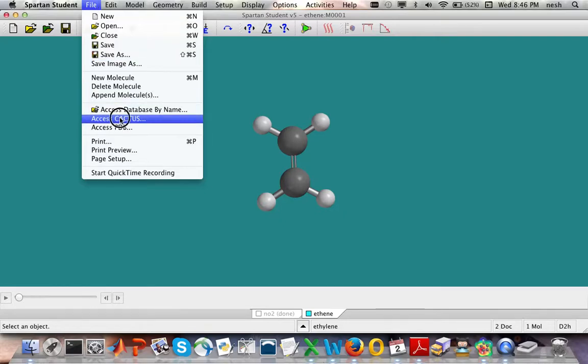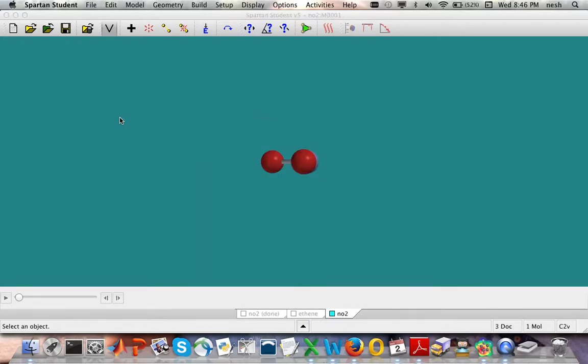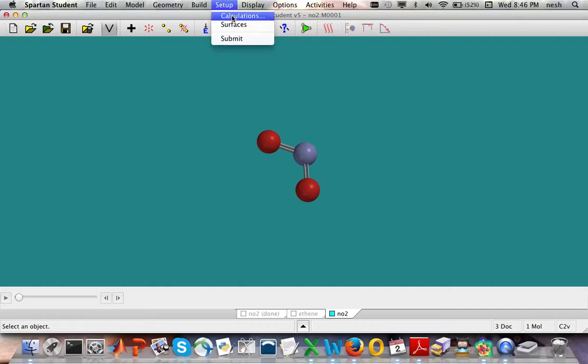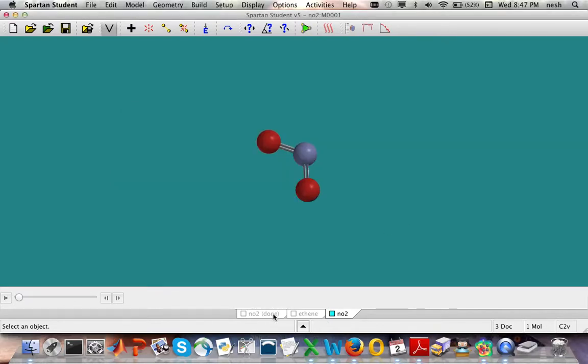If I use Cactus to pick up NO2, then there we go. There's NO2. Cactus does know it. I just wanted to show you that the calculations on NO2, well, we'll do it at the semi-empirical level, but don't forget that since NO2 has an unpaired electron, you would specify that right there. So now I've already calculated NO2, so I'm going to just show you my results and just show you a few other things that you can do.